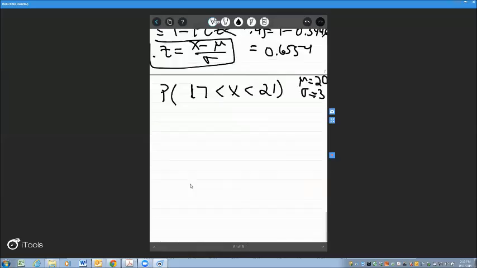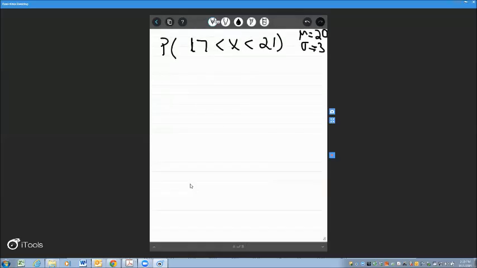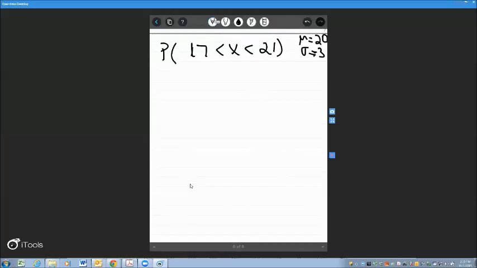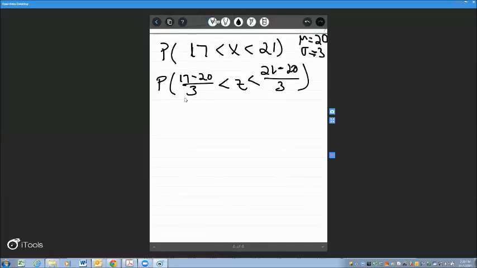So let's take an example where we did between. So this would be the probability that 17 minus 20 over 3 is less than z is less than 21 minus 20 over 3. I'll have to convert both values to a z-score. So I end up with minus 3 over 3 is less than z is less than 1/3. In a fraction, or in decimal, that's minus 1 is less than z is less than 0.33.